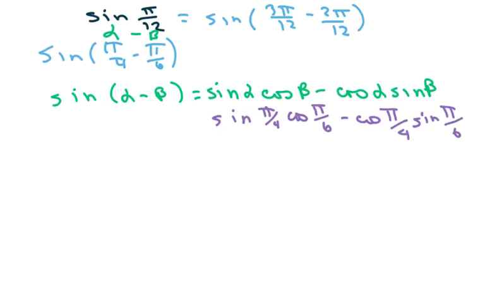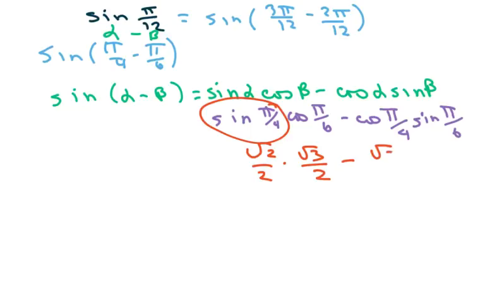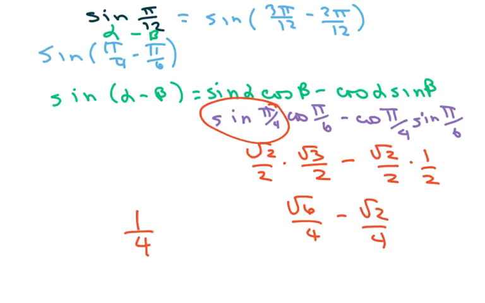And it's basically the same one we did, so we're going to get square root of 2 over 2 times the square root of 3 over 2 minus square root of 2 over 2 times 1/2. So that's square root of 6 over 4 minus square root of 2 over 4, and you can pull out the 1/4 here. That's 1/4 times square root of 6 minus square root of 2. Okay? The next one is cosine.